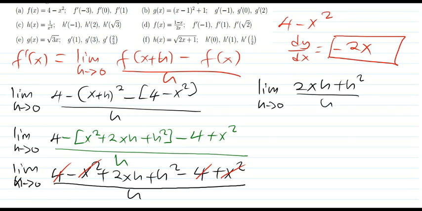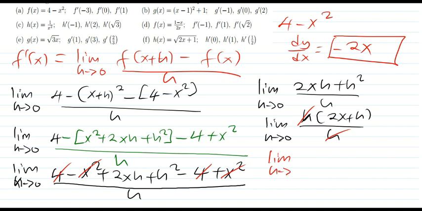If I plug in directly here, I'll get undefined. I can factor out h on top. So I'll have the limit as h approaches 0, and if I factor out h on top, I'll have h times 2x plus h, divided by h. Now at this point, I can clearly see that h and h can go. I will remain with the limit as h approaches 0 of 2x plus h.